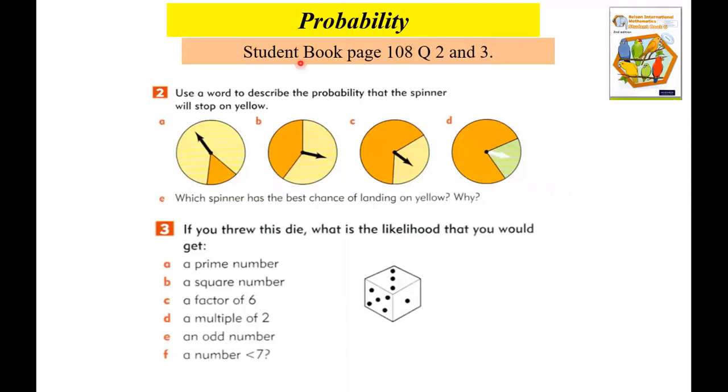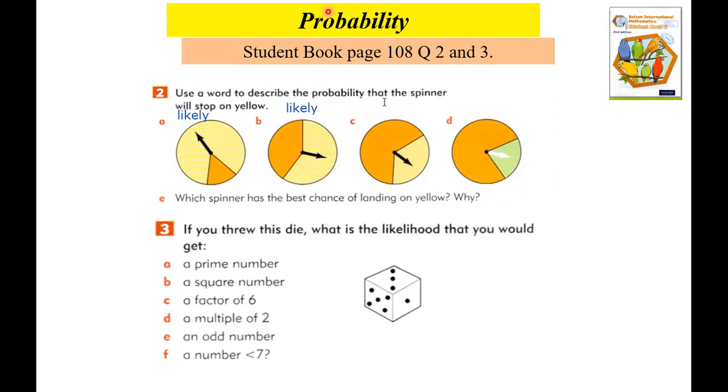Let's answer the question, student book, page 108, question 2 and 3. Okay. Here, use a word to describe the probability that the spinner will stop on yellow. So we have yellow here. The yellow is greater. Yes, let's write it down. It will be likely. Okay. Next, letter B is still likely.